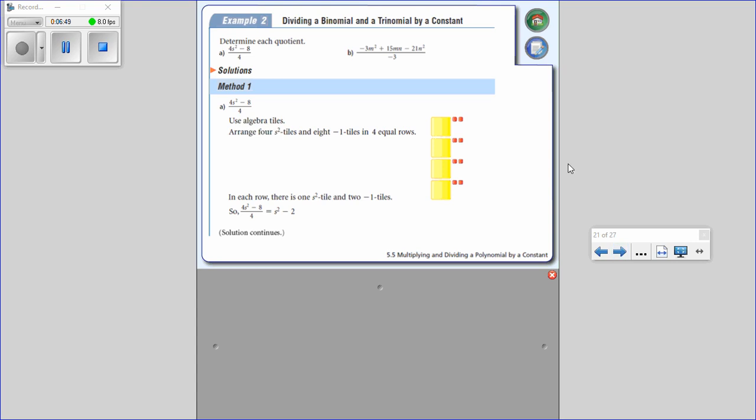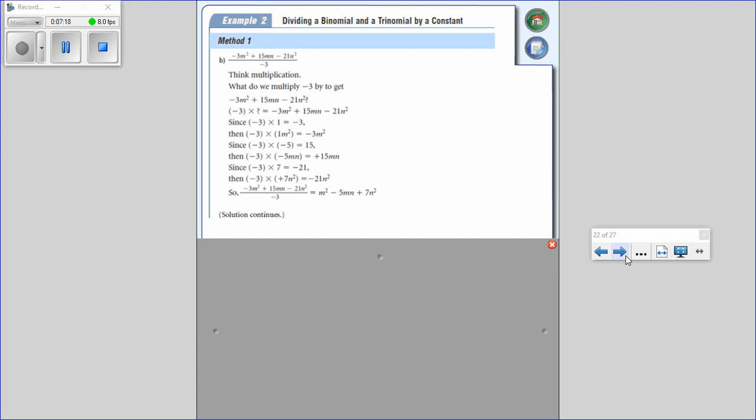With division, it's the same idea. You start with your polynomial, and then you're going to divide every part of that polynomial by whatever the number is that you're dividing by. So here you were going to divide by 4. 4s squared minus 8 divided by 4. You could do it with tiles and show the 4s squared minus 8. And arrange it into 4 rows, so whatever you're dividing by. And then look and see what's in each row. Another way you can do that is just to look at those coefficients.